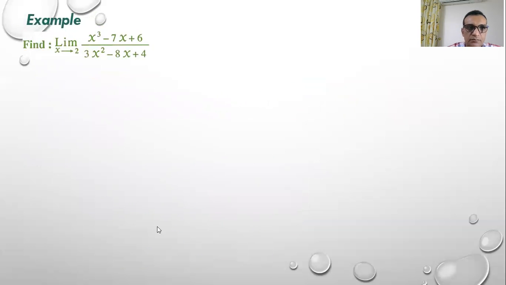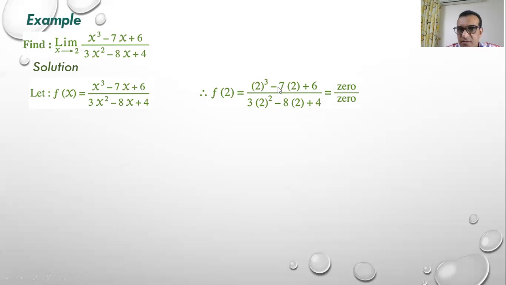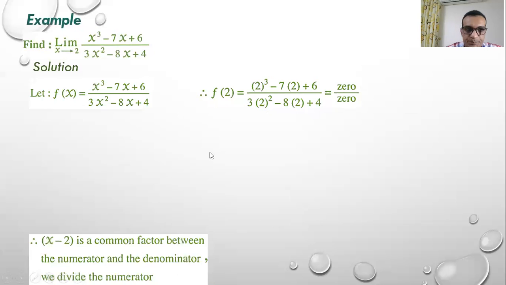Example. Find the limit of x power 3 minus 7x plus 6 over 3x squared minus 8x plus 4. Solution. Let f of x equal x power 3 minus 7x plus 6 over 3x power 2 minus 8x plus 4. By replacing, we get that f of 2 equal 2 power 3 minus 7 multiply 2 plus 6 over 3 multiply 2 power 2 minus 8 multiply 2 plus 4 equal 0 over 0, which is an unspecified quantity.